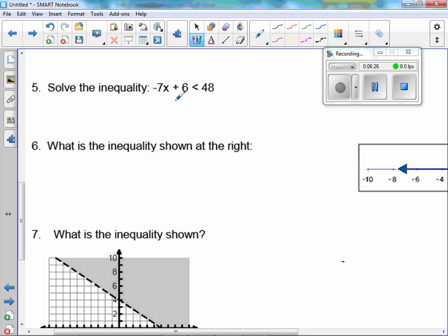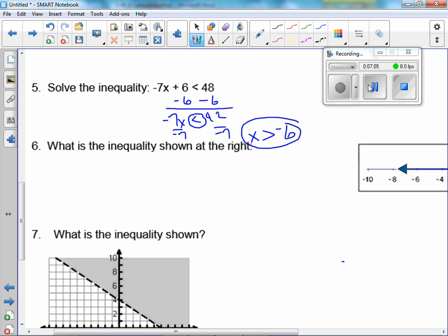So to solve the inequality, we're going to subtract 6 on both sides. So you have this is 42, and you have less than a negative 7x. And remember, when you have a negative, you're going to divide by a negative, and you have to remember to reverse the sign. So you're going to change the direction of the sign to greater than. So x is greater than 6. And it's going to be a negative 6, because a negative divided into a positive is a negative.